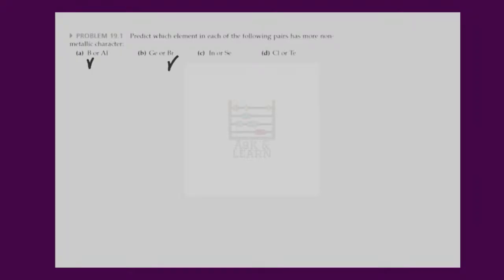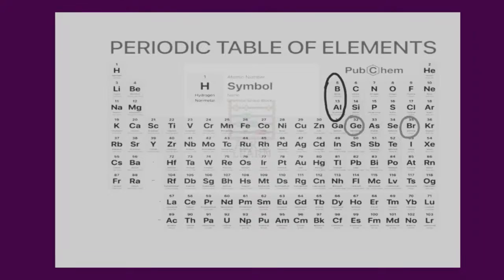C. Indium or selenium? First, we look at the group number. Selenium has a higher group number, that's a chalcogen. So selenium has a more non-metallic character than indium.